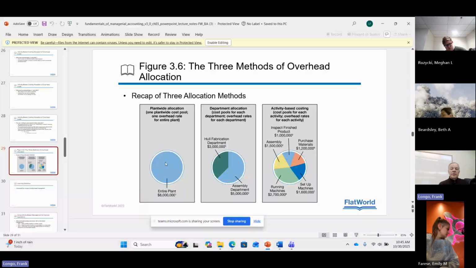So why would we do a method like activity? Because we have so many activities that cost us money. We want to analyze those activities to save money. So a general answer to why we do things in managerial accounting, it's usually to save money. We want information, we want to evaluate, we want to save money.